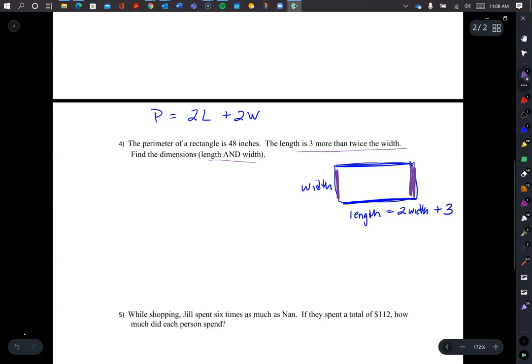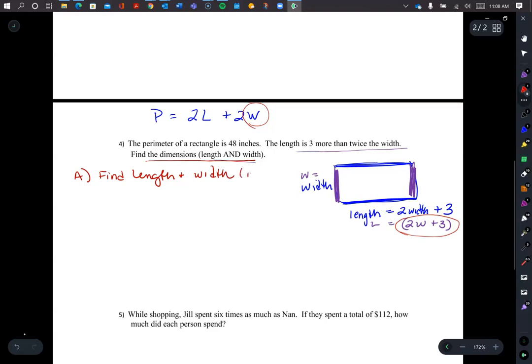So since these are kind of standard variables, we can just say W equals width, and length is L. So I'm going to condense this down. L equals 2W plus 3. And put it in parentheses. And then I can actually take that and substitute it in for L here in my formula. So we are trying to find the dimensions. So A would be find length and width.